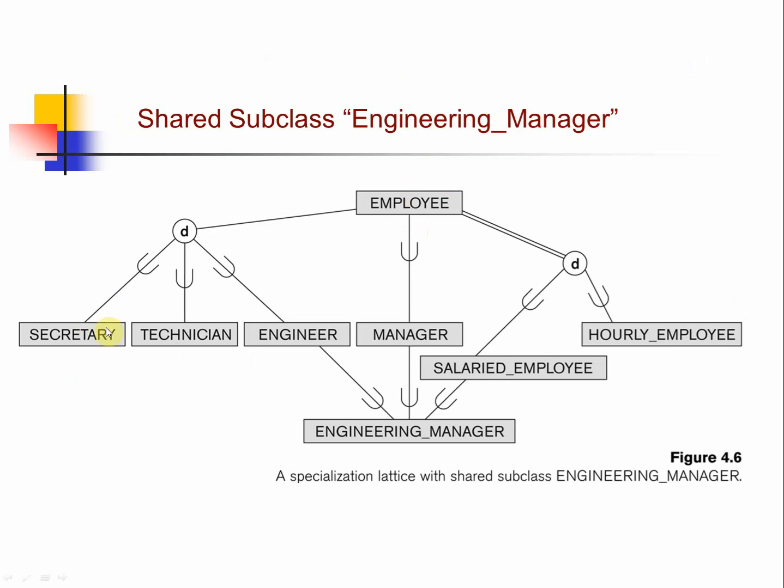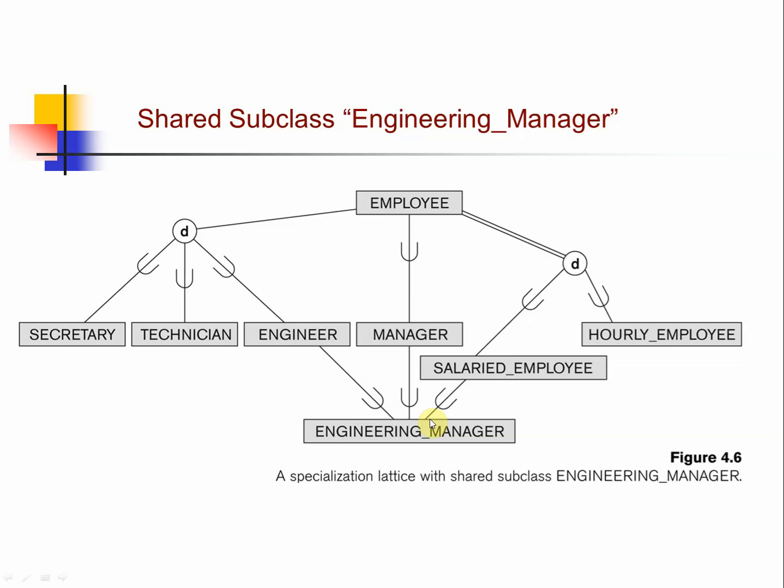Previously, we have employee, and based on job type, we have these three subclasses. We have manager. And based on how they are paid, we create two subclasses over here. Take a look at this one, engineer manager. This is a subclass belonging to the engineer superclass, belonging to the manager superclass, as well as belonging to salaried employee. And therefore, this is what we call a shared subclass, because we have one shared subclass.